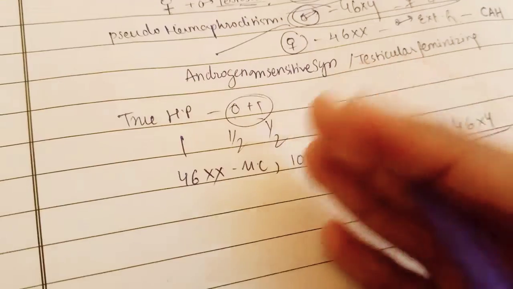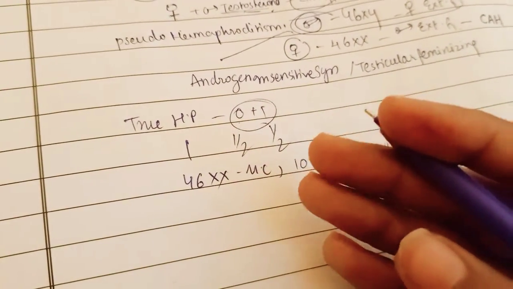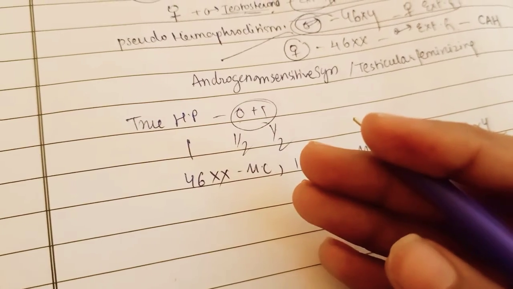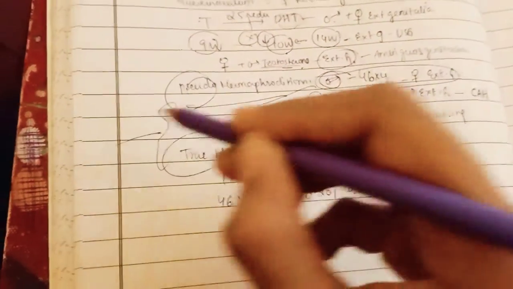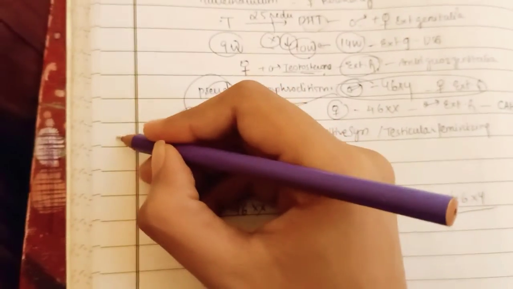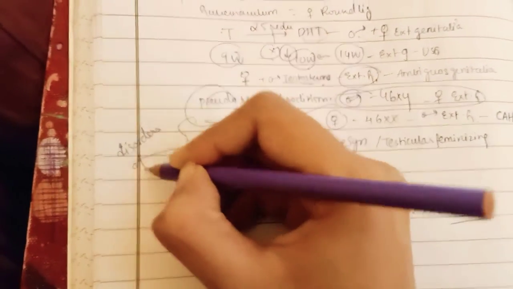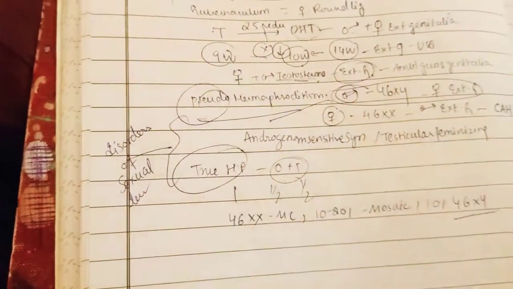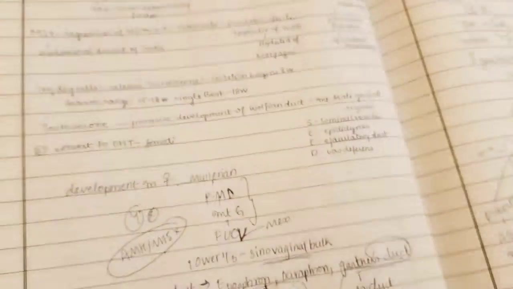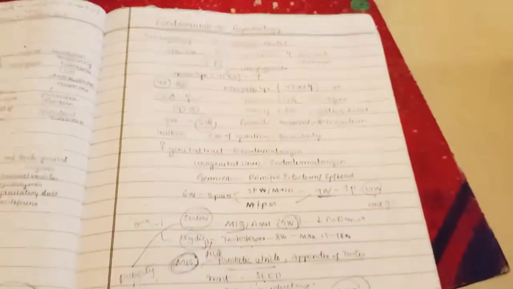Terms like true or pseudo hermaphroditism are not used nowadays. They are called disorders of sexual development. So we will not use pseudo hermaphroditism or true hermaphroditism. Instead of this, you use a term like disorders of sexual development. Okay, so by this we have completed part 2 of fundamentals of gynecology. Next, we also have one more part, part 3, in the next video.